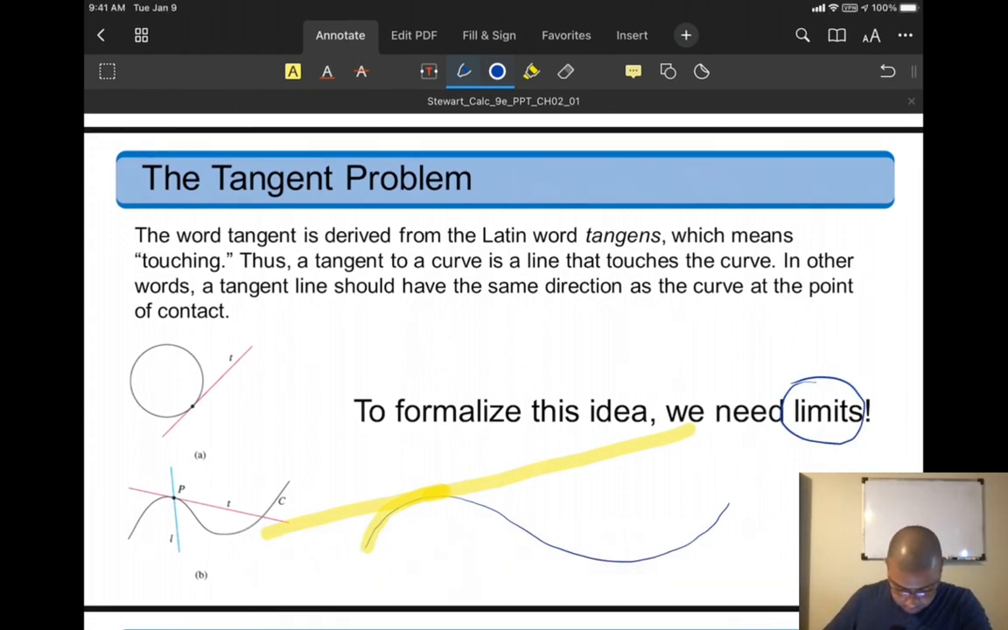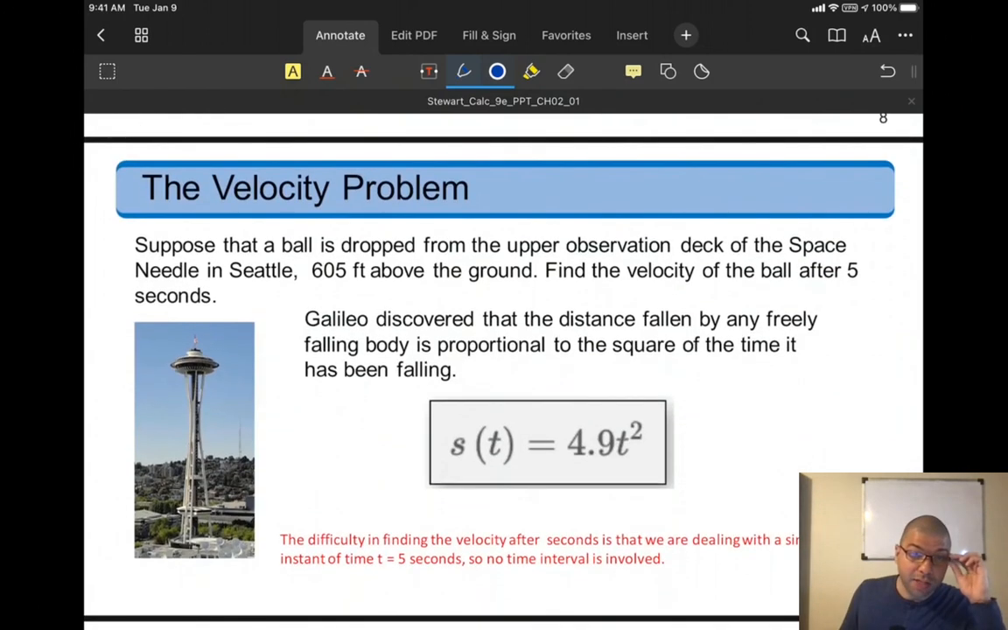Okay, keep going. So let's talk about the velocity problem, because this is a problem that will hint towards limits. Let's suppose that a ball is dropped from the upper observation deck at the Space Needle in Seattle. Let's say that this is 605 feet above the ground, and let's try and find the velocity of the ball after 5 seconds. I've never been to the Space Needle.